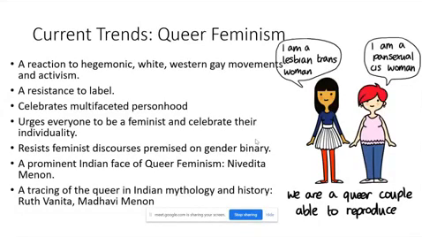And secondly, it also resists the hegemonic feminist discourse, which is all about men and women. So it wants to take the debate beyond this binary, beyond this masculine, feminine, or man, woman, gender binary. A prominent Indian face of queer feminism would be Nivedita Menon, and we'll go to her later when we are doing Butler. But before that, I would like you to consider these two academicians, who have done remarkable work in tracing the queer in Indian mythology and history.